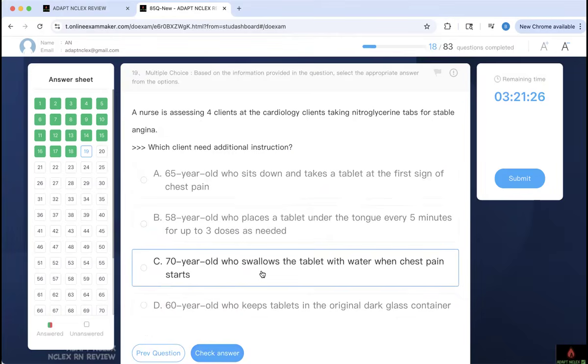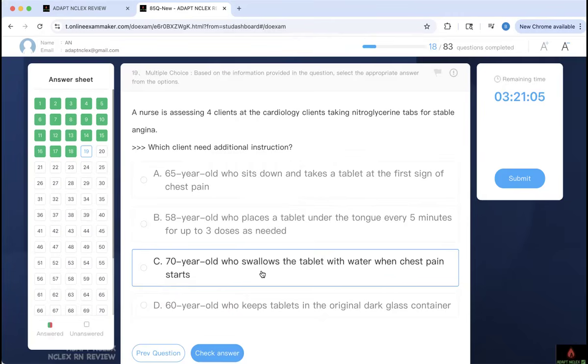And this is assessing a client in cardiology taking nitroglycerin for stable angina. Which client needs additional instruction? This is a pharmacology question. You should know cardiology and nitroglycerin, and know how to teach the patient which teaching is appropriate. A 65-year-old sits down and takes a tablet at the first sign of chest pain. Is it okay to do that?